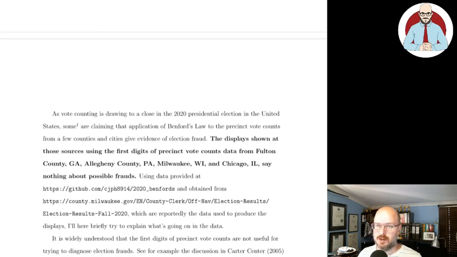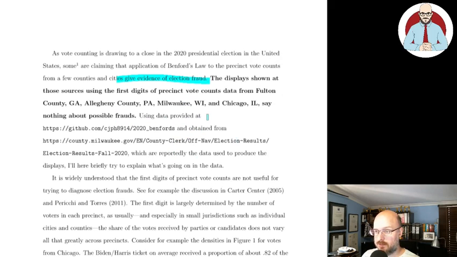So, as vote counting is drawing to a close in the 2020 presidential election in the United States, some are claiming that application of Benford's law to the precinct vote counts from a few counties and cities give evidence of election fraud. The displays shown at those sources use the first digit of precinct vote counts data from Fulton County, GA, and several other counties in Milwaukee and Chicago. And it says nothing about possible frauds.